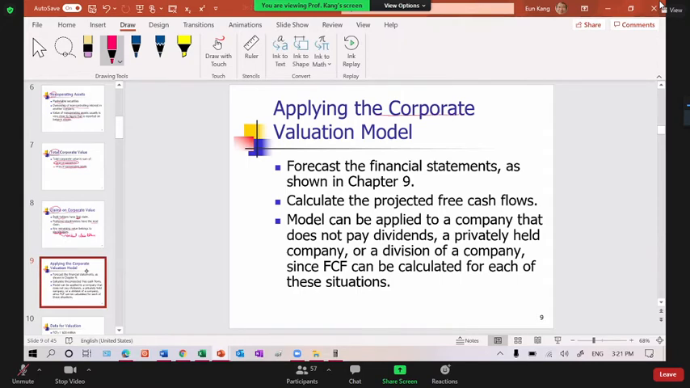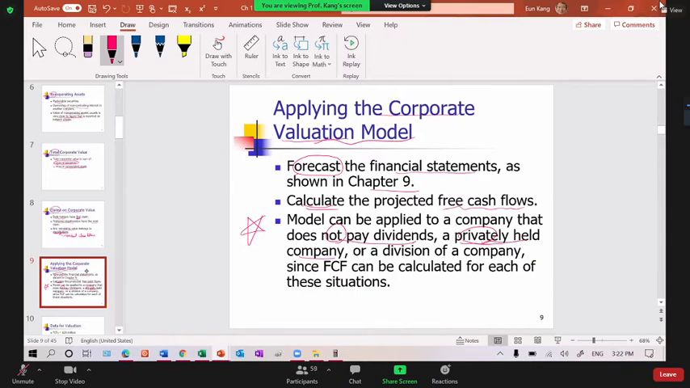apply the corporate valuation model. That's why chapter 9 and chapter 10 are all related. First, forecast the financial statements as shown in chapter 9. Okay, chapter 9 is very important, financial forecast. Then we calculate projected free cash flows. Then this is important: this valuation model can be applied to a company that does not pay dividends or a privately held company, for which it's hard to just value, right?